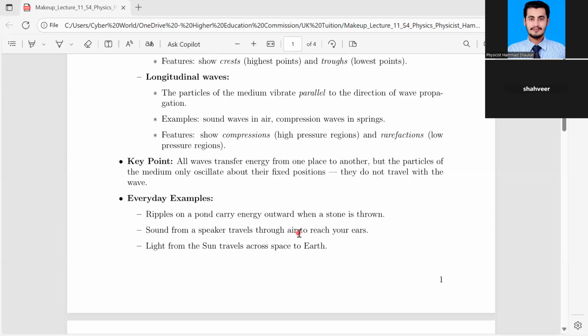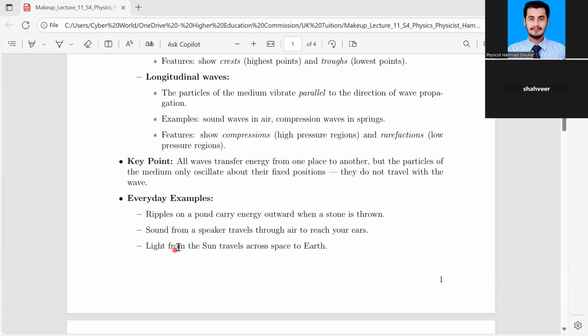Everyday examples are simple. Ripples on a pond carry energy outward when a stone is thrown. Whenever you throw a stone in a pond, you can see some ripples. Those ripples are basically examples of transverse waves. Why transverse waves? Because you can see a pattern of crest and trough.